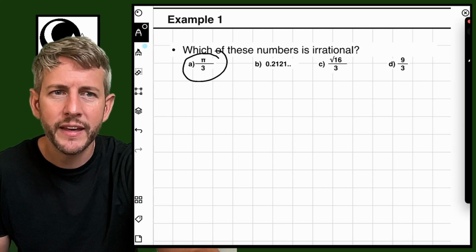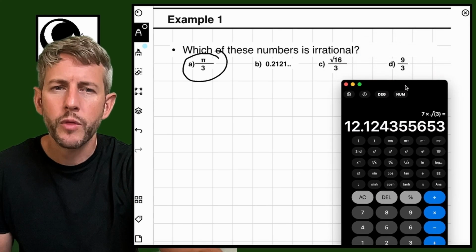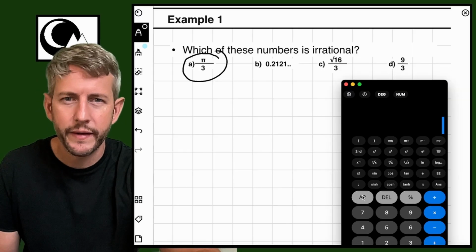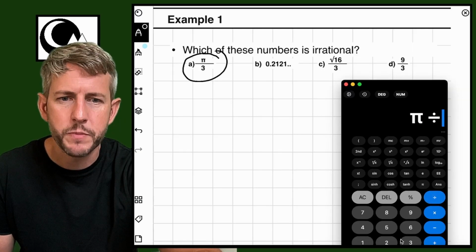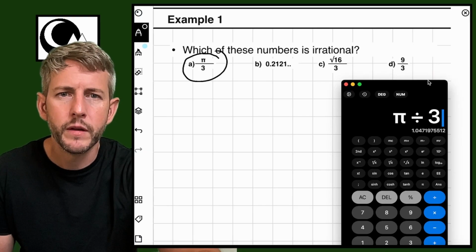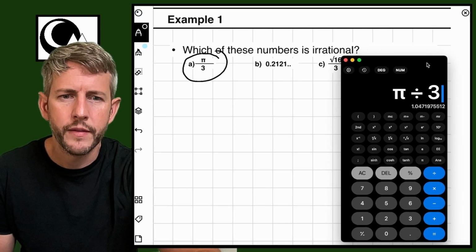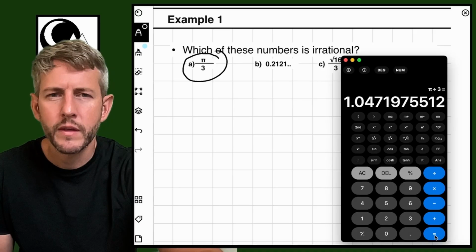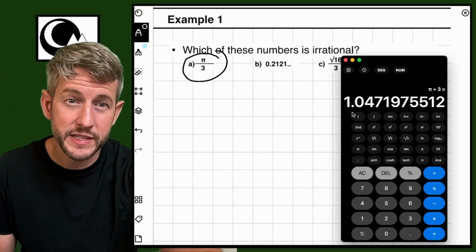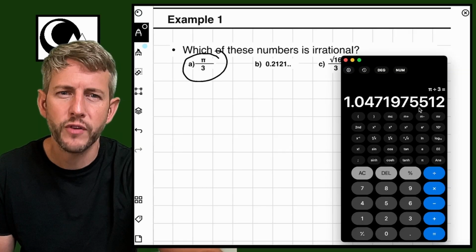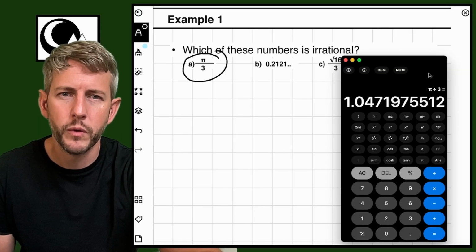And you can check it using your calculator. Although I imagine this question might come up in the non-calculator paper. But let's just work it out here. So we've got pi over 3, which is pi divided by 3. Okay. And then let's see what that equals there. So there we go. We've got pi over 3 here. And as we can see that this is irrational, this 5 is followed by the 5. This 5 is followed by the 1.